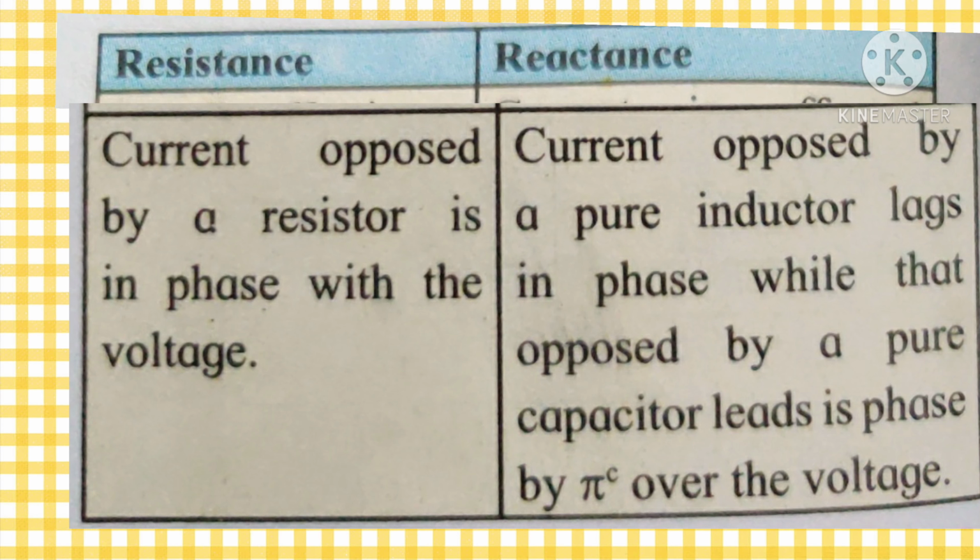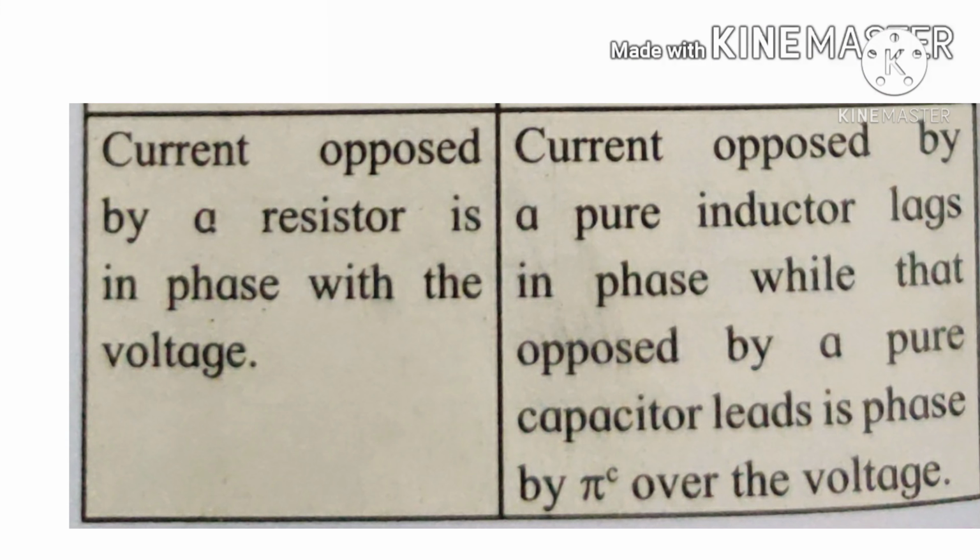In resistance, the current opposed by the resistor is in phase with the voltage. In reactance, the current opposed by the pure inductor lags in phase, while that opposed by the pure capacitor leads in phase by pi over the voltage.